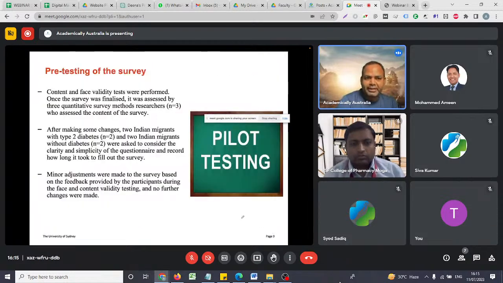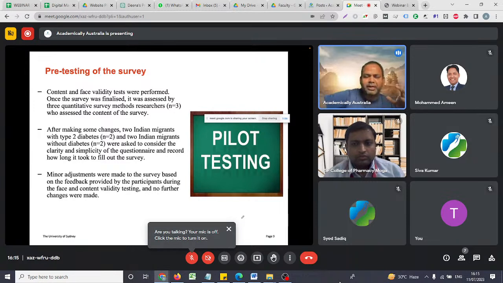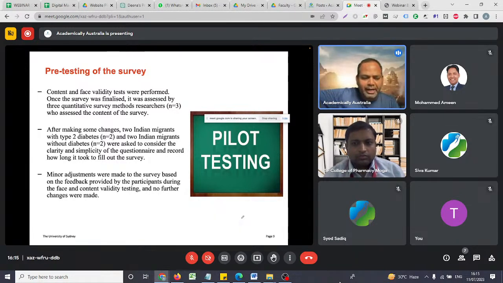We do some testing before we give this survey to patients. We tested with two patients with diabetes and two Indian migrants without diabetes, and we asked them the questions. We took some feedback and did a survey with some of the researchers, and we made modifications as per their feedback. Sometimes we used difficult terminologies, so we changed to lay language, so it is easily understood by the patient, who can read and understand what we are trying to achieve from this study.